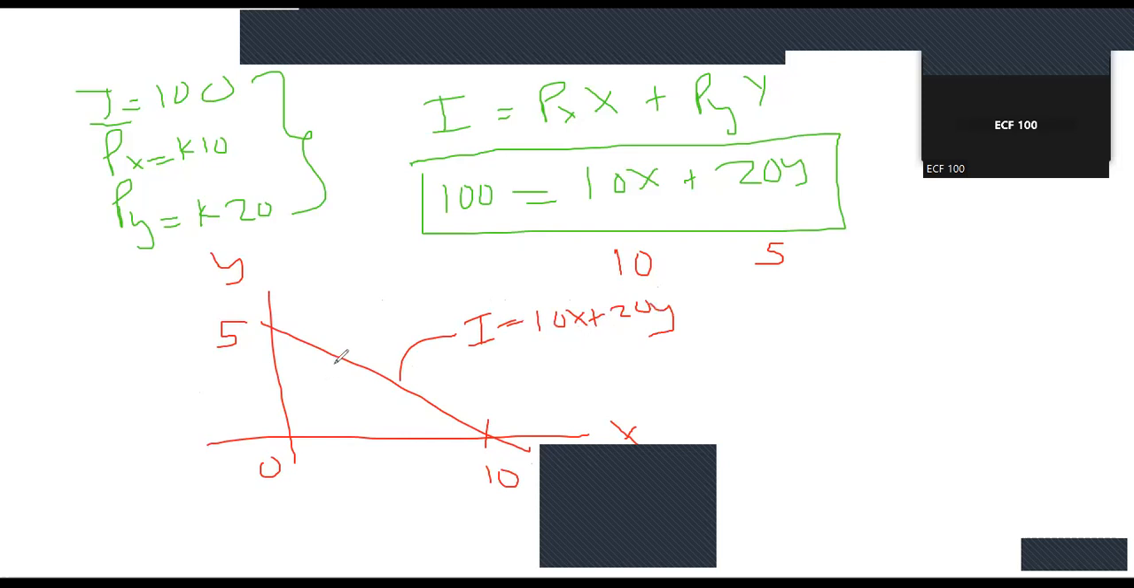All right, so the slope usually is given by the price of good X over price of good Y. What is the price of good X? 10. Price of good Y is 20. Negative, so we're going to get 0.5. That is how we compute the slope.